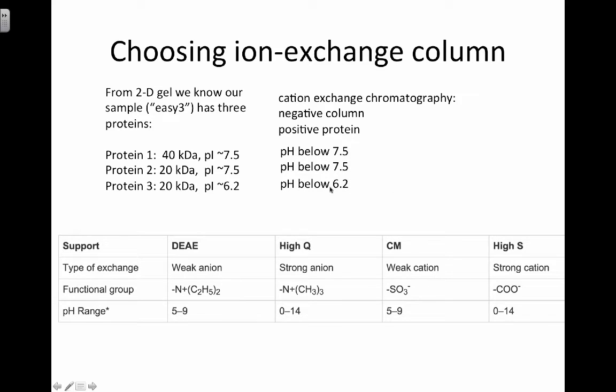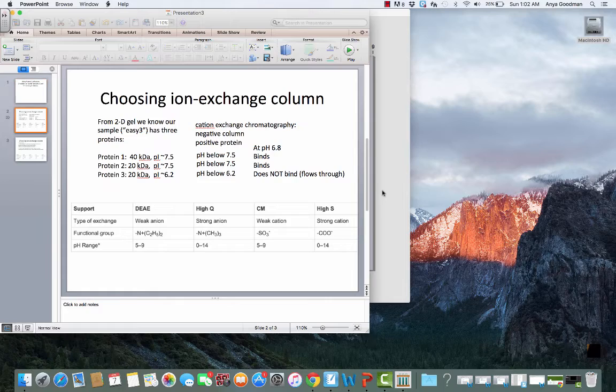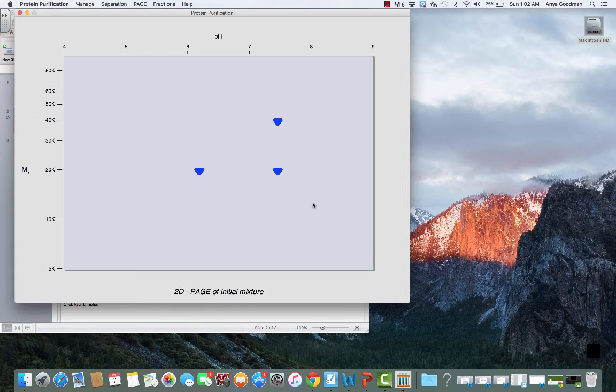So here's our answer. We should choose some sort of pH that's above 6.2, so protein 3 doesn't bind, but below 7.5 so that protein 2 can bind. So let's say we try pH 6.8. Here's our prediction. Next, we're going to try that prediction out.